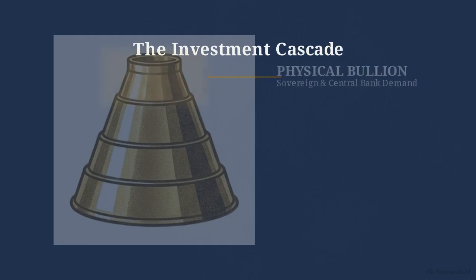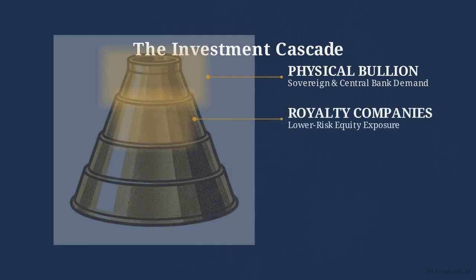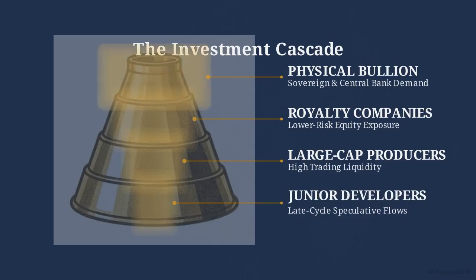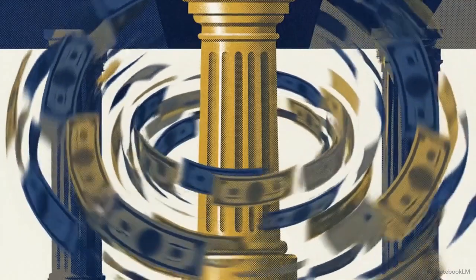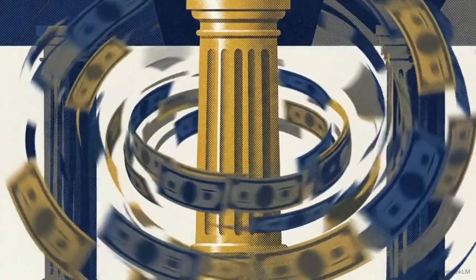It begins with the top tier of sovereign physical demand. As physical demand builds momentum, institutional capital flows into royalty companies, then into large-cap producers, and finally into junior developers. Relentless sovereign demand establishes a price floor. It transforms gold from a short-term equity hedge into a long-term policy hedge against fiat currency volatility.